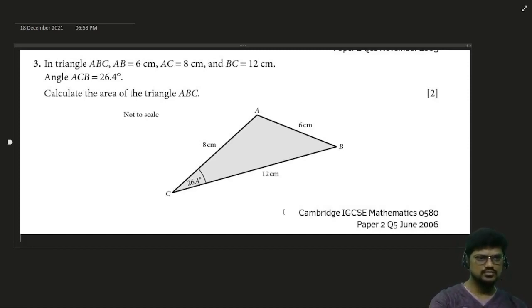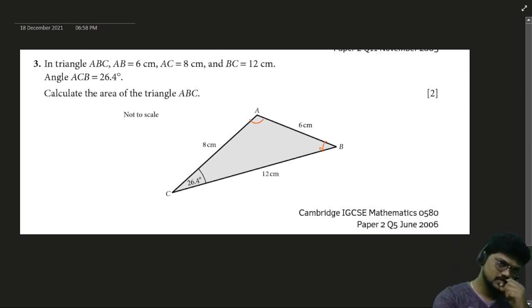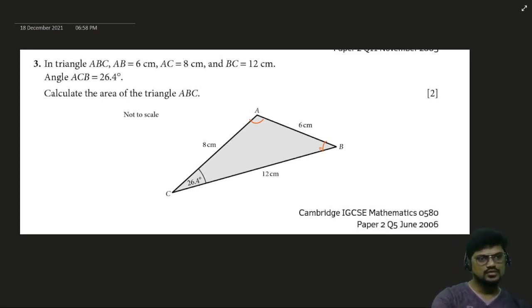Sir, I thought we'll use the cosine rule because all the angles are given. We don't have to find the angles. We need to find the area of the triangle. Yeah. But if you want to find the angles, then what will you do? Then we use the cosine rule for angles. Or sine rule also. Cosine or sine? We'll be using the sine rule. Why? Because all sides are given and one angle is given. We can easily use the sine rule.